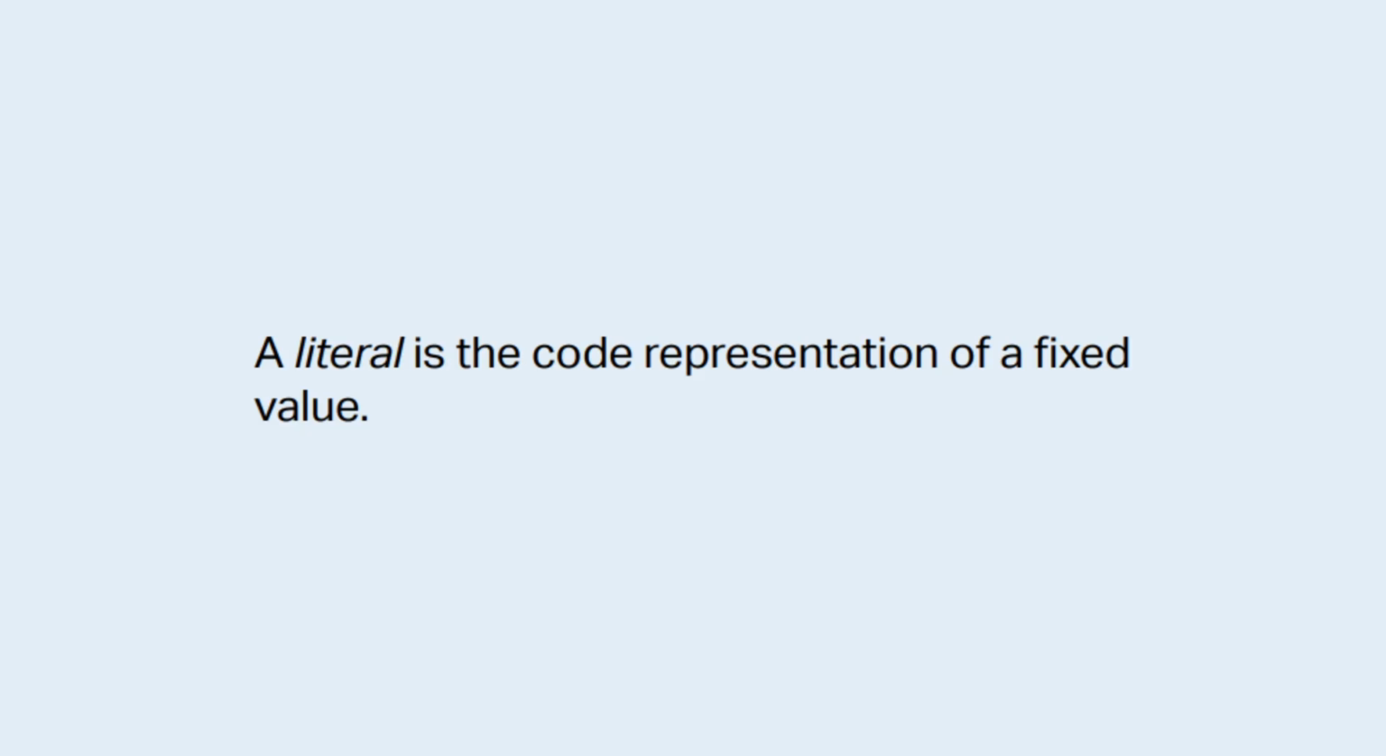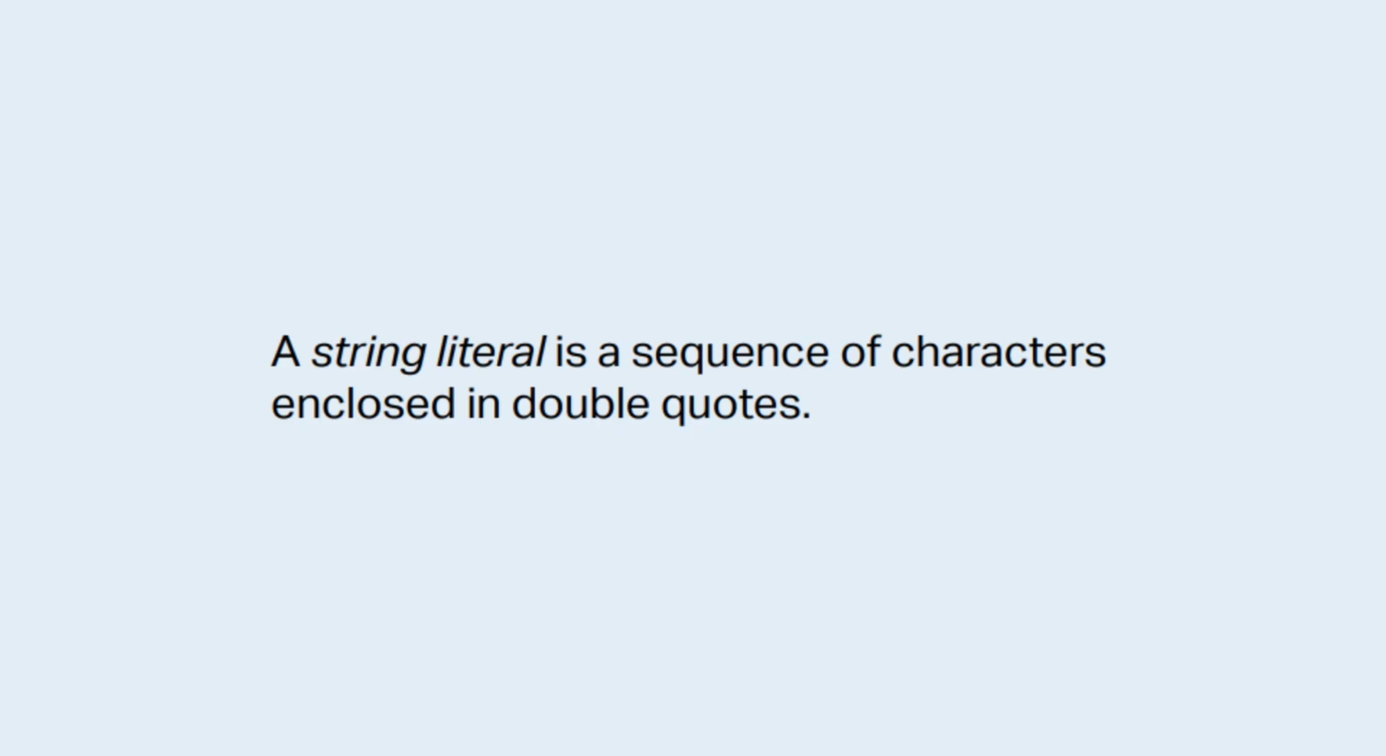A literal is the code representation of a fixed value. An easy way to remember what a literal is to use the definition of the word itself. If we set up a variable like this, 5 is a literal here because it literally means the value of 5. It is not a representation of something else. The x is a variable holding the value of 5 and does not literally mean x, so it is not a literal. A string literal is a sequence of characters enclosed in double quotes.